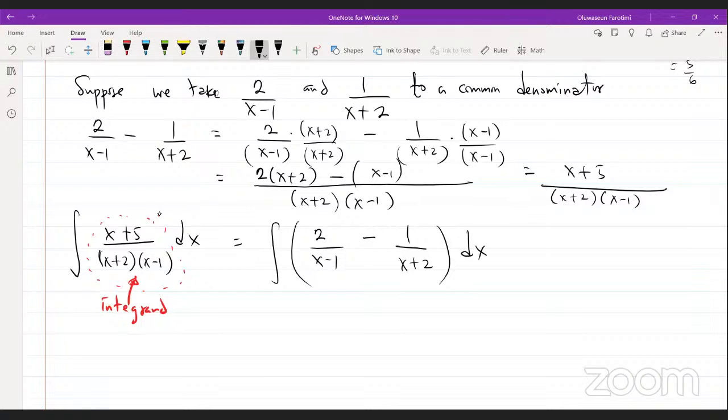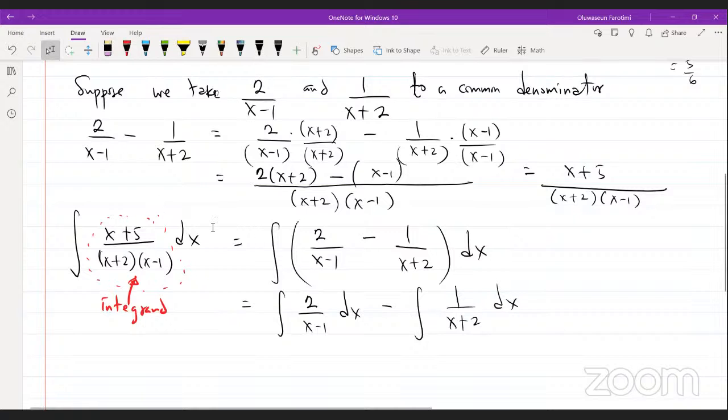Now this integrand is a rational function. Why? Because you have two functions divided, the quotient of two functions. Or you can say you have the quotient of two polynomials. That means you have a polynomial on the top, or a function on the top, and another function on the bottom. And think about this, guys. This becomes easy, right? Because you just integrate both parts. So you have 1 over x plus 2 dx.